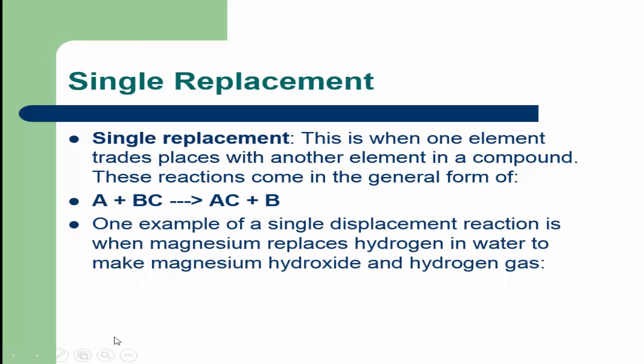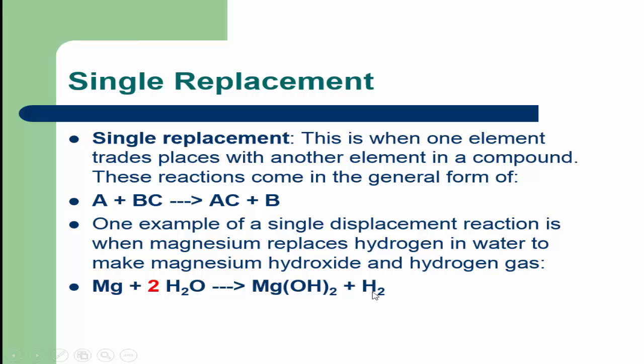So a single displacement reaction is when magnesium replaces hydrogen in water to make magnesium hydroxide, a base, and gives off little bubbles of hydrogen gas. And again, word equation, now you have to write the formula equation and balance it. Magnesium plus water gives magnesium hydroxide plus hydrogen gas.